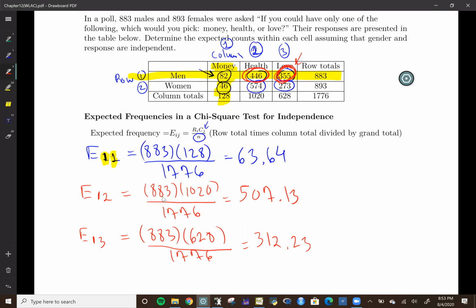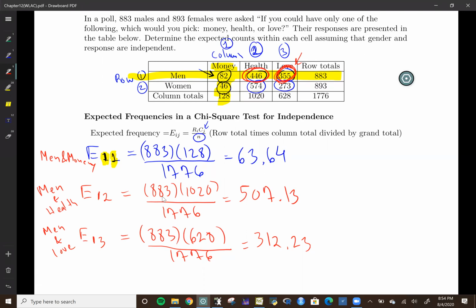Correct. So for this one, this is for men who pick money. So men and money. This one is men and health. And the last one is pretty much men who chose love. All right. But everybody good on these 3 expected values that we just got?